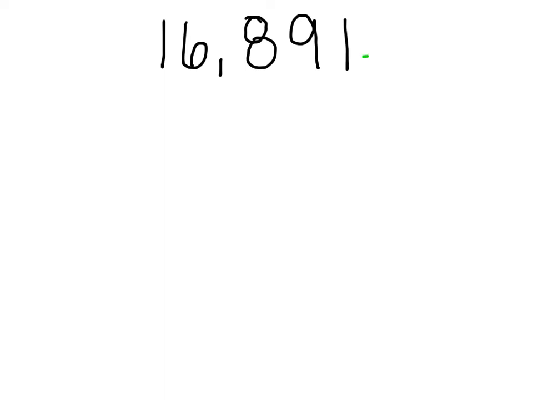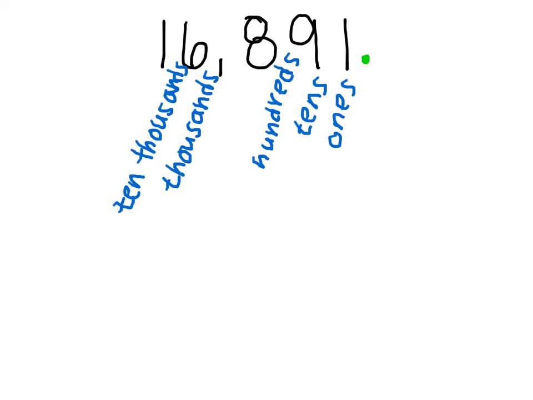Let's try our last example with 16,891. Remember, you have your invisible decimal to the right. Then you can write in your place value so you can determine what the digits are worth. Now that I know where each place value and the digits align, I can determine how much each one's worth.